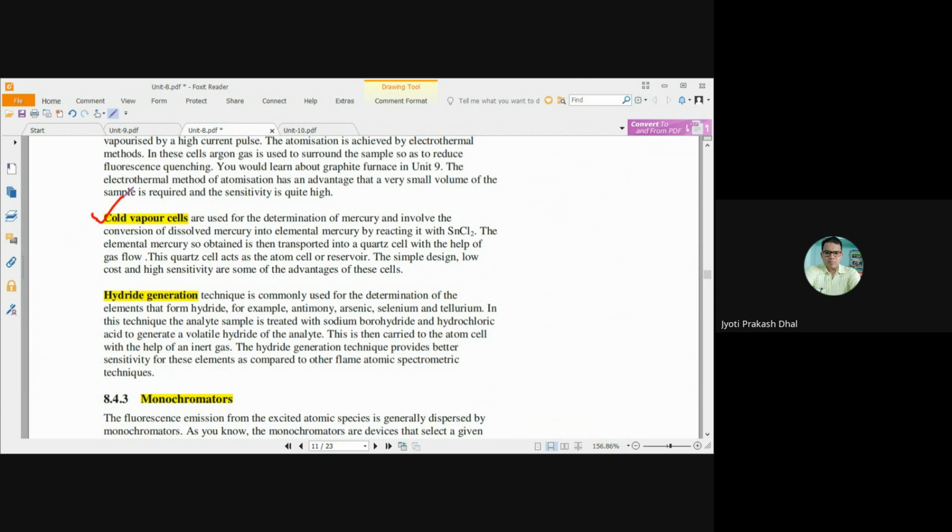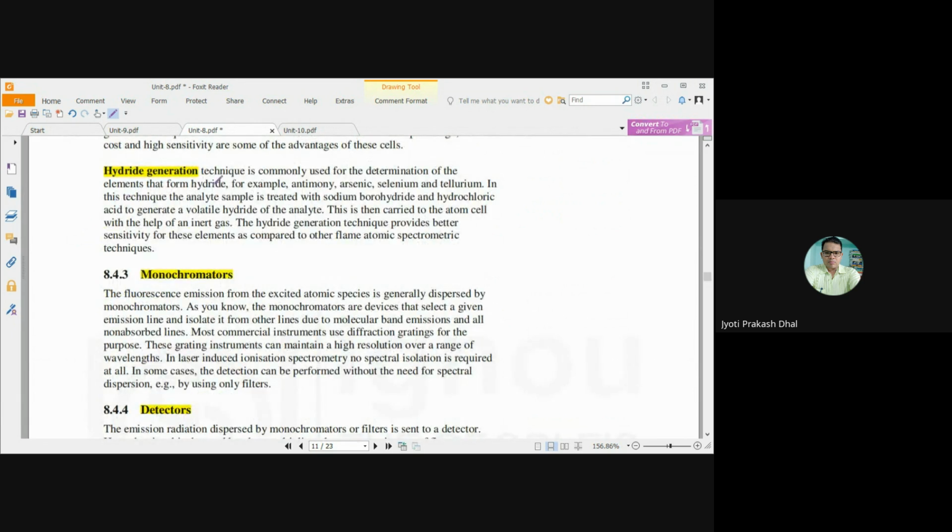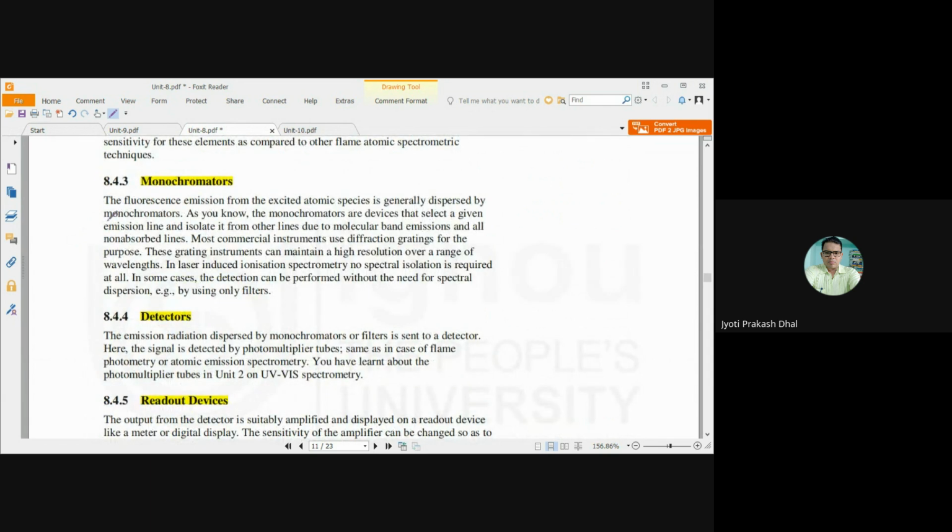Similarly, another technique, hydride generation, is commonly used for the determination of elements that form hydrides, for example antimony, arsenic, selenium, and tellurium. So we can determine the concentration of antimony, arsenic, selenium, and tellurium from the corresponding hydride by the hydride generation technique. The next part is the monochromator.